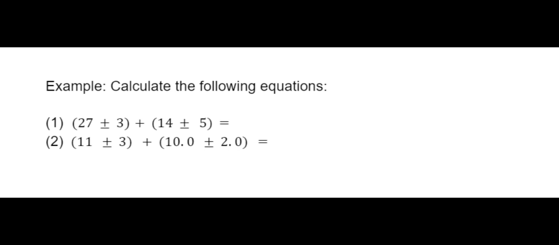Now let's do the second question. For the certainty part, 11 plus or minus 10.0 is equal to 21 because in addition, the final value must have the same place value as the least significant digit, which is 11. So therefore, the certainty part should be representing 21. The uncertainty part will represent 3 plus or minus 2.0, which is 5. So therefore, the answer would be equal to 21 plus or minus 5. So, considering that, the answers would be 41 plus or minus 8 and 21 plus or minus 5, respectively.